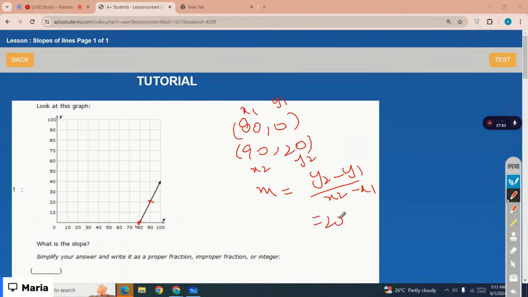That is 20 minus 0 divided by 90 minus 80. 20 minus 0 is 20. 90 minus 80 is 10. So the slope is 2. M equals the slope of the graph, which is 2. The correct option is 2.